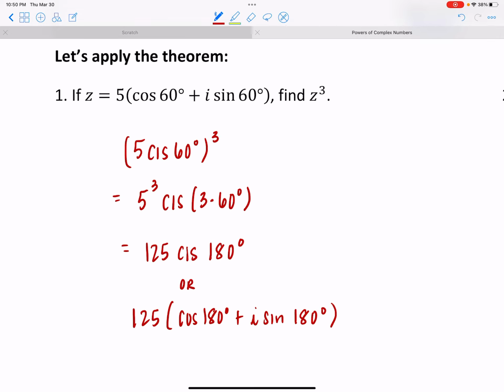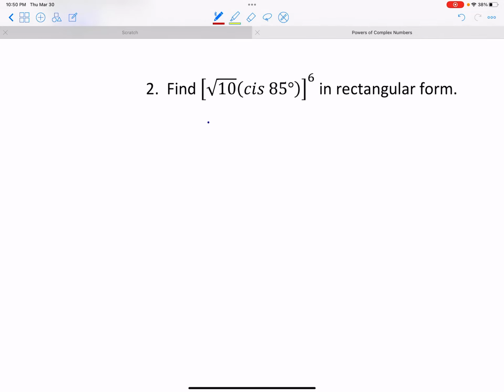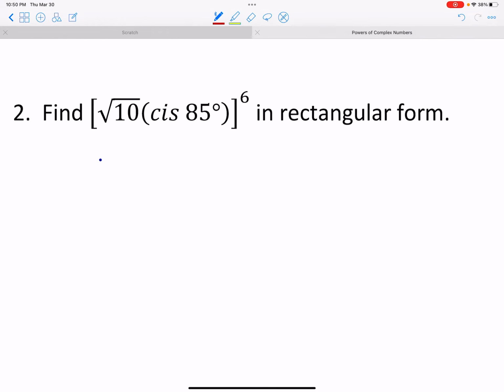Sometimes we need to take that and convert to rectangular form, so that's what we're going to see in the next one. We already have this thing condensed. Once we have it condensed again, we're going to take it to rectangular form. So this one is already in compact or condensed form, so we're good. We're going to take our radical 10 and raise it to the 6th power. And then we're going to take our angle and multiply it by 6.